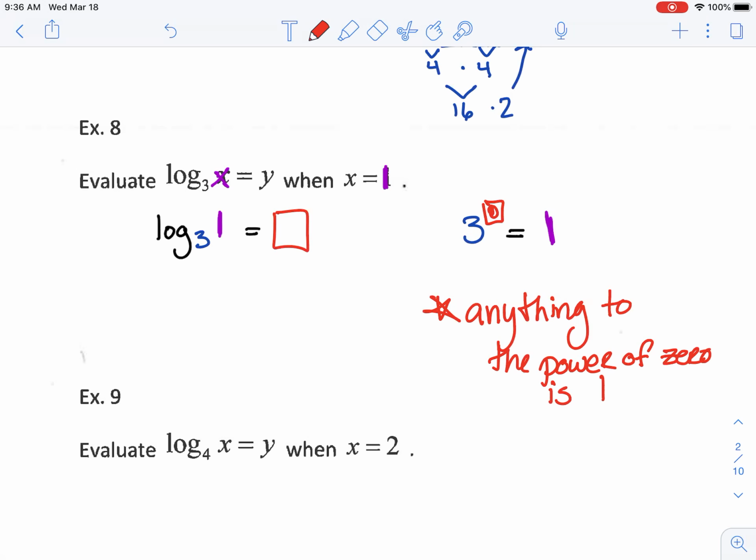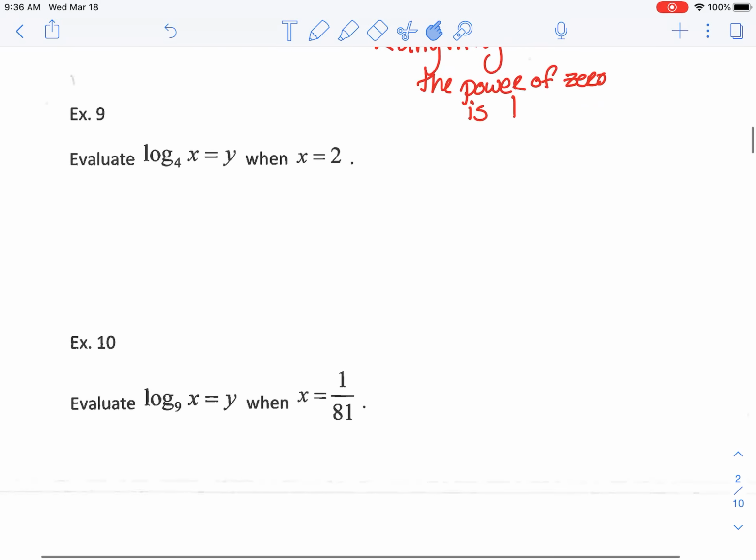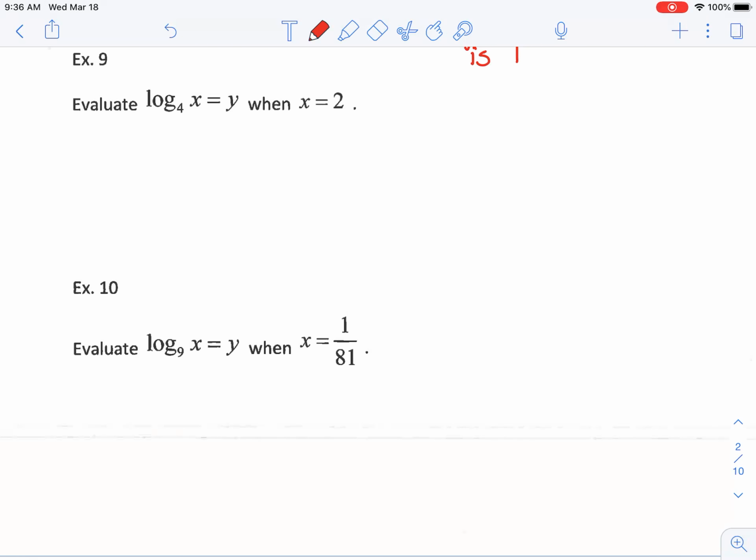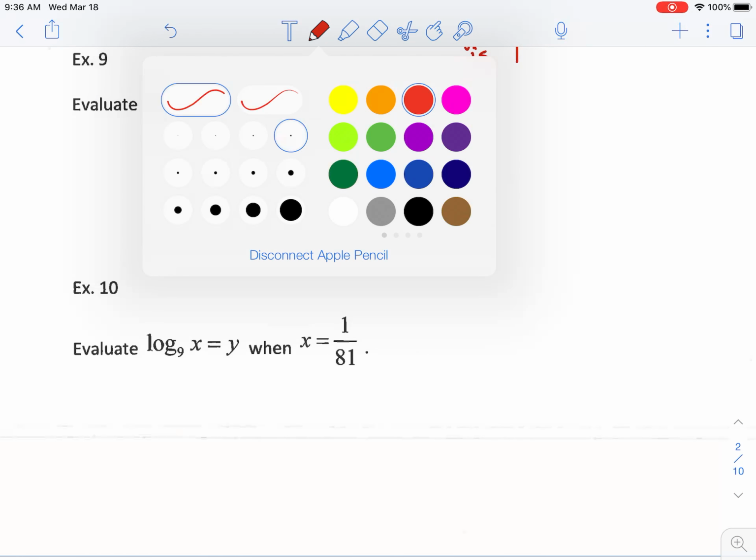So this should be a 0, and that should be a 0. Anything to the power of 0 is 1. So I've got some more examples.